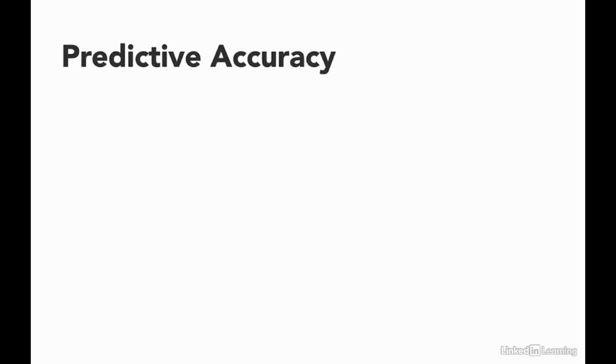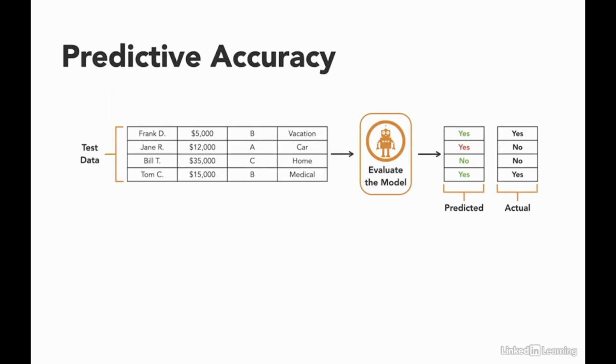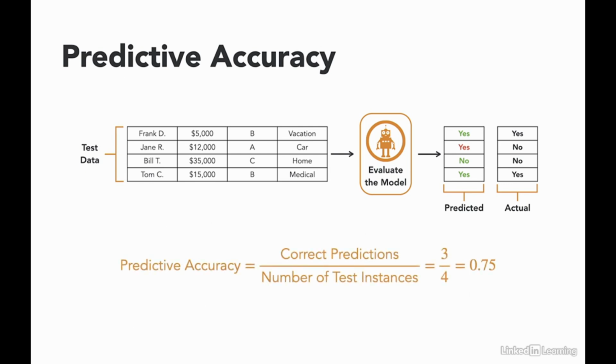If we are trying to solve a classification problem, then we use predictive accuracy as a measure of how well our model does against the test data or evaluation data. In this example, by comparing the predicted and actual values, we see that our model correctly predicted the labels of 3 out of 4 test instances. Therefore, the predictive accuracy of the model is 3 divided by 4, which is 0.75 or 75%. This means that going forward, we estimate that the predictions of our model will be right 75% of the time.